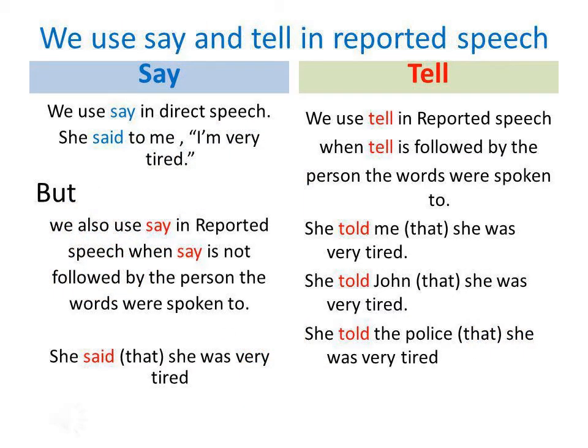Now let's look at the difference between the words say and tell. We use say in direct speech. For example, she said to me, "I am very tired." And we use tell in reported speech, when tell is followed by the person the words were spoken to. For example, she told me that she was very tired. She told John that she was very tired. She told the police that she was very tired. But we also use say in reported speech when say is not followed by the person the words were spoken to. For example, she said that she was very tired.